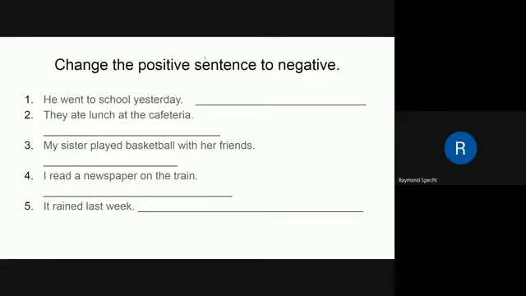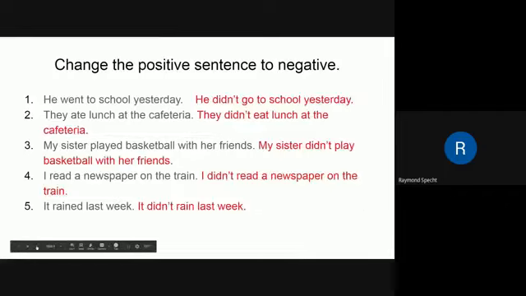All right, let's check our sentences. So here's all our positive sentences. He went to school yesterday. They ate lunch at the cafeteria. My sister played basketball with her friends. I read a newspaper on the train. It rained last week. Now we need to change it all to some type of negative sentence.